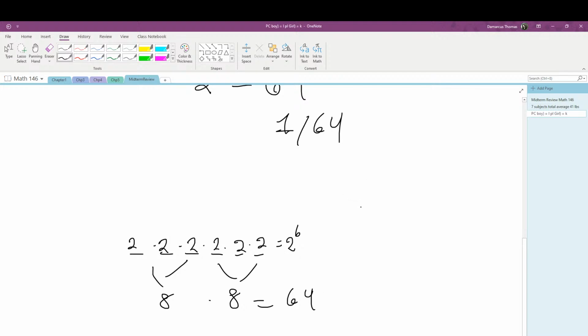But the problem is that there's only one out of all 64 combos. There's only one girl, girl, girl, girl, girl, girl combination. So that's why the probability of that happening is going to be 1 over 64. That's one way to actually do it.